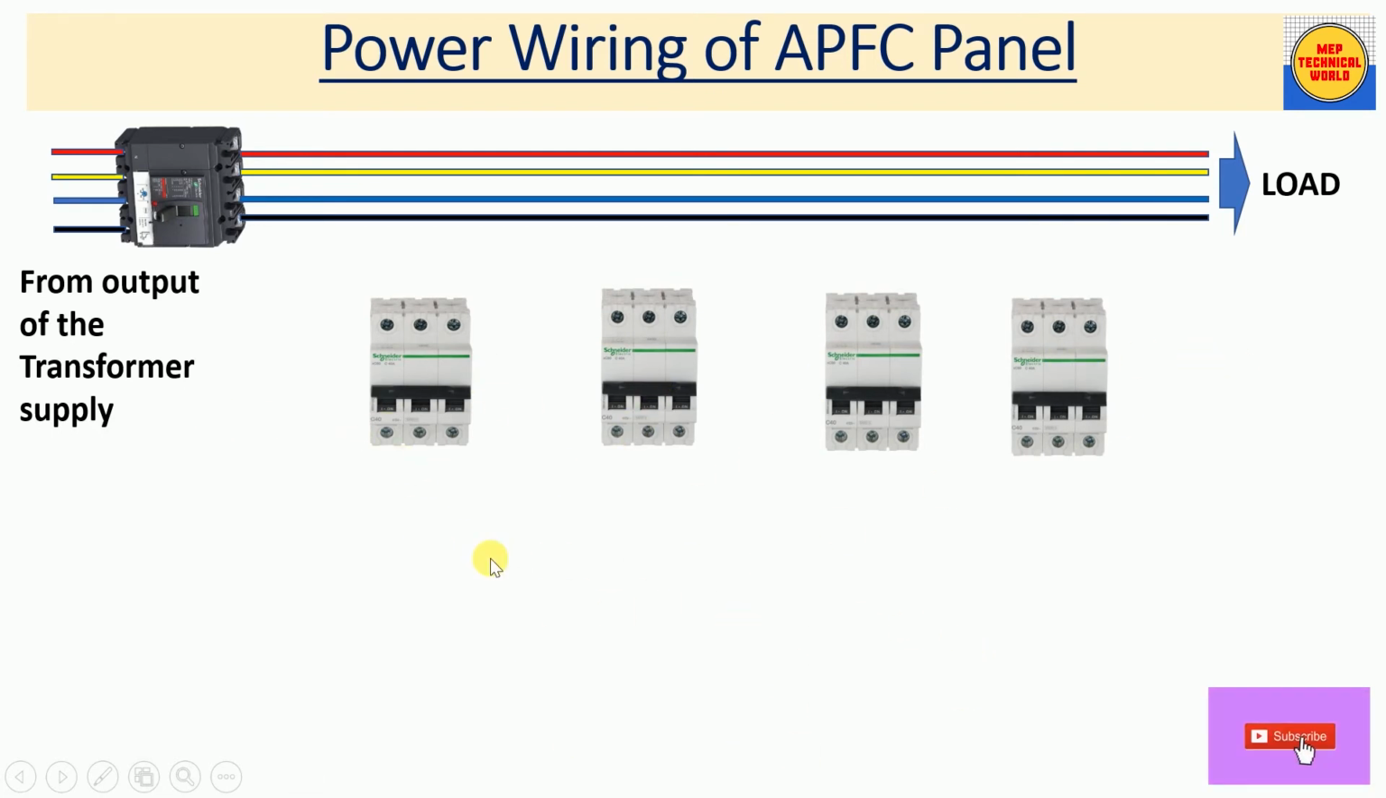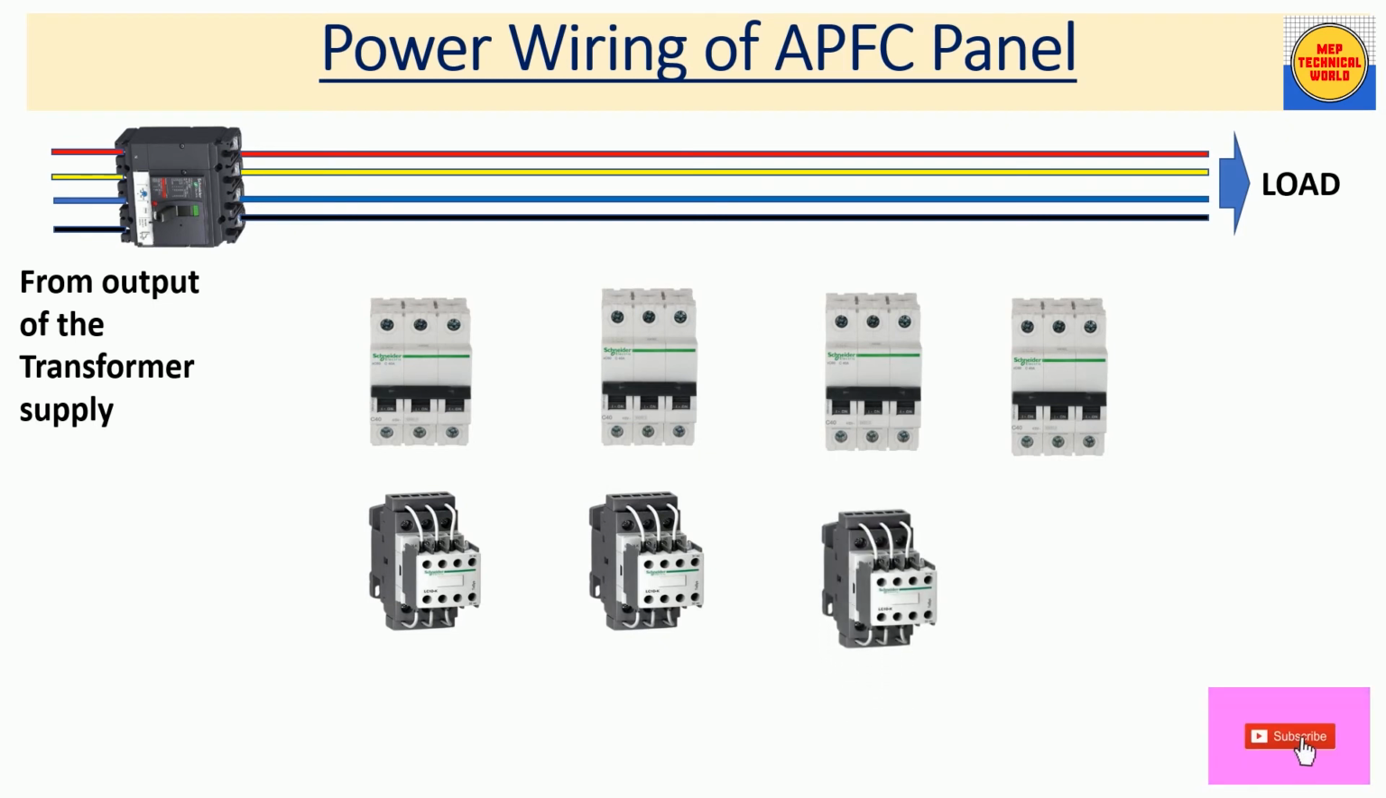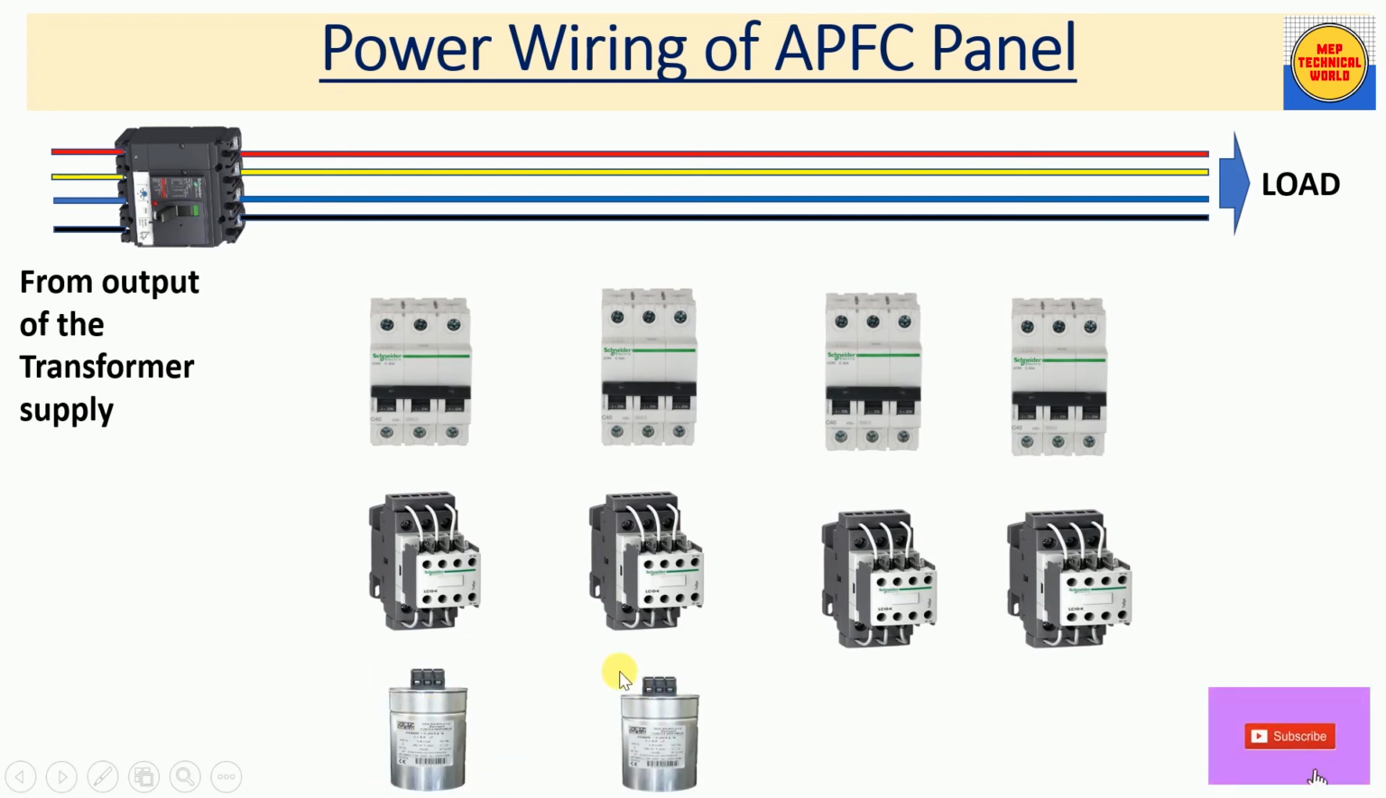Now come to another device, which is CDC. It is a capacitor duty contactor, or you can take a normal contactor also. So let's take CDC contactors for the capacitor banks. We are using 4 capacitors, that's why let's take 4 CDC contactors. Here we have taken 4 CDC contactors. Now finally come to capacitor banks. Here we have taken 4 capacitor banks. Now let's start the power wiring.